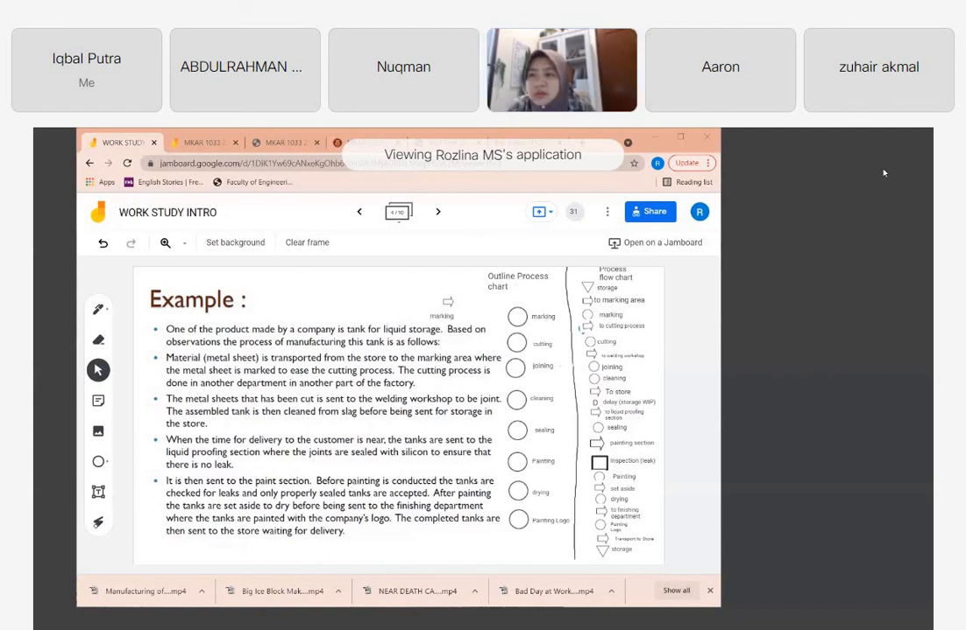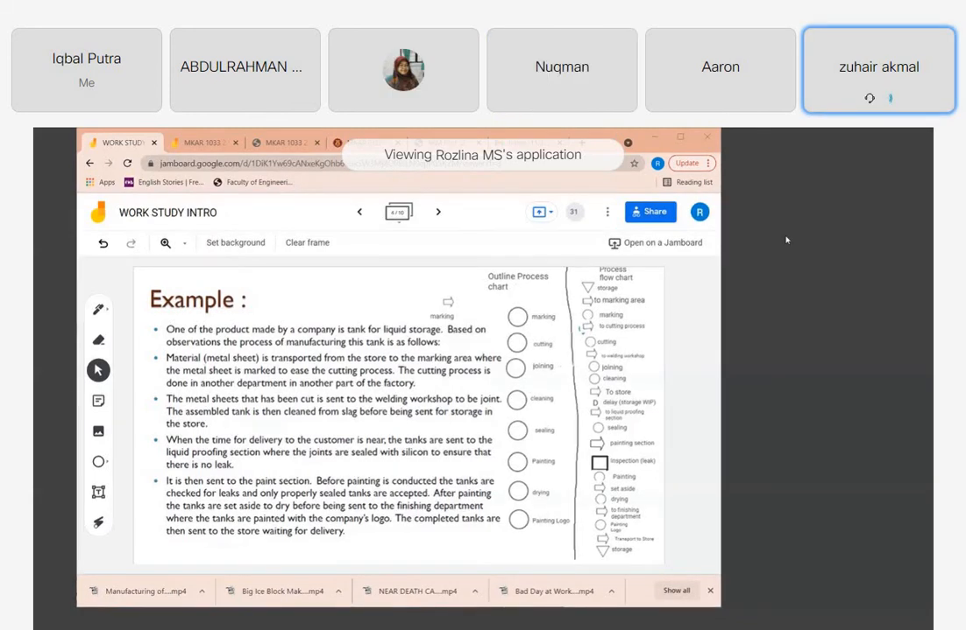What, doctor? What is the meaning for the operation symbol? Which one? Which one?